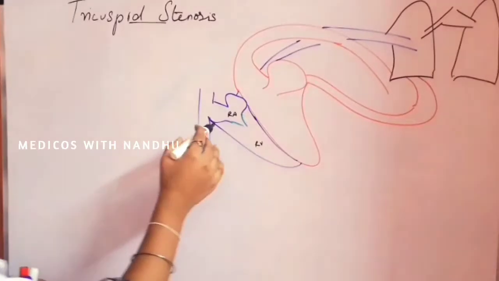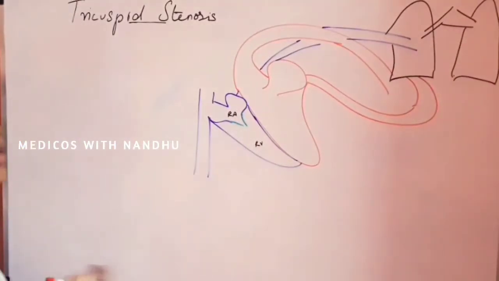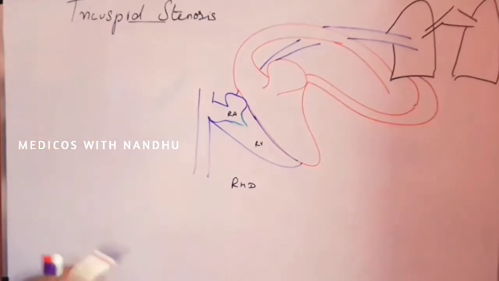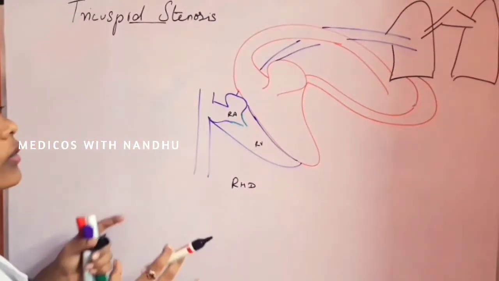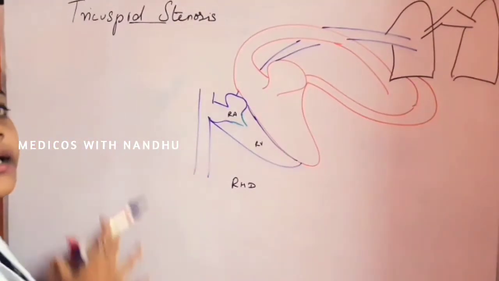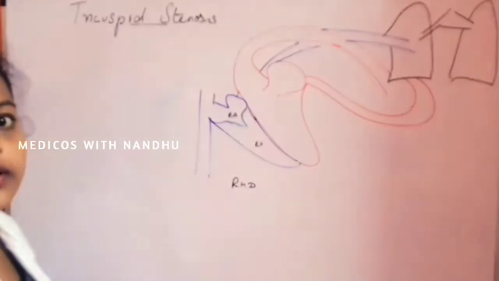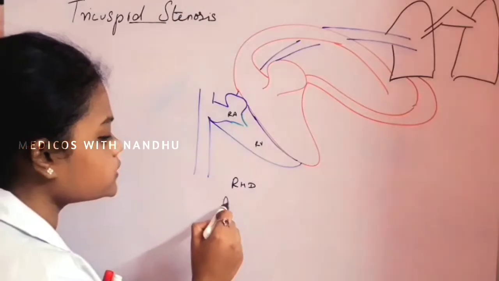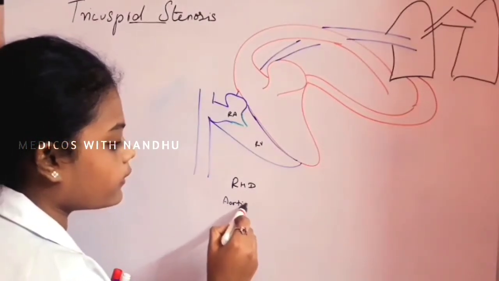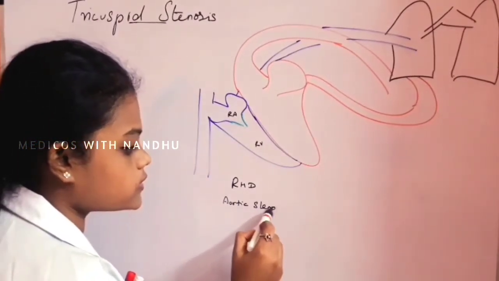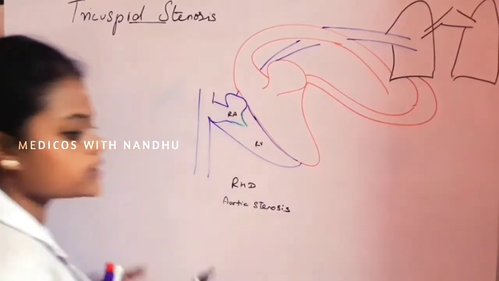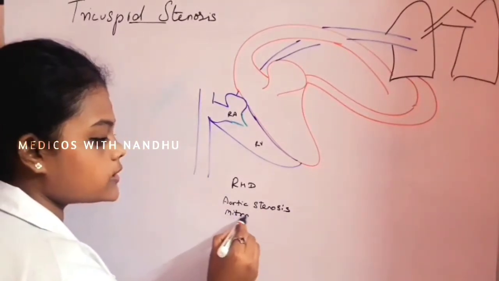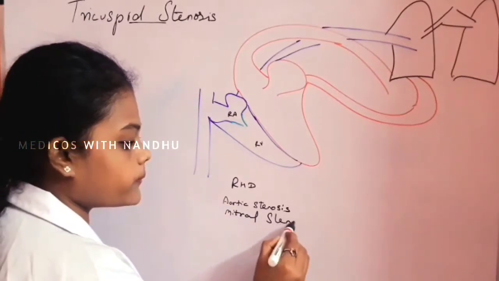This abnormality is caused by rheumatic heart disease. It will not be a separate defect. Usually it is associated with aortic stenosis and mitral stenosis.